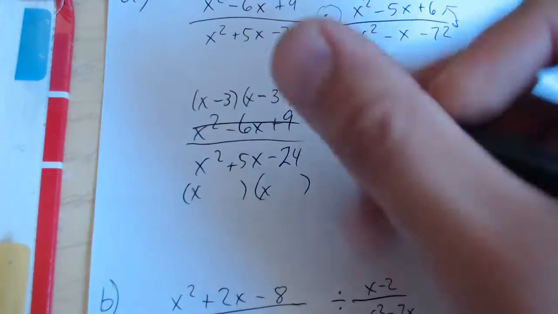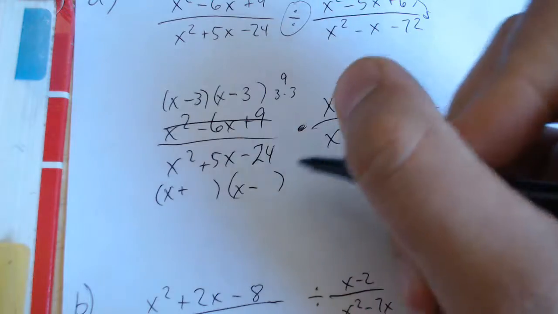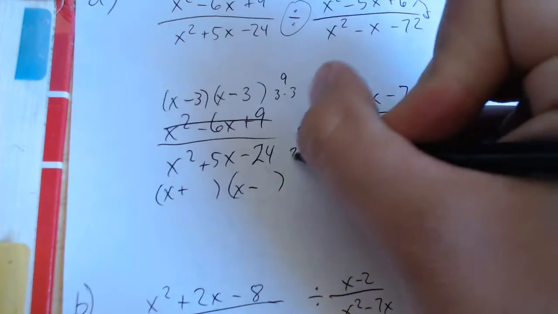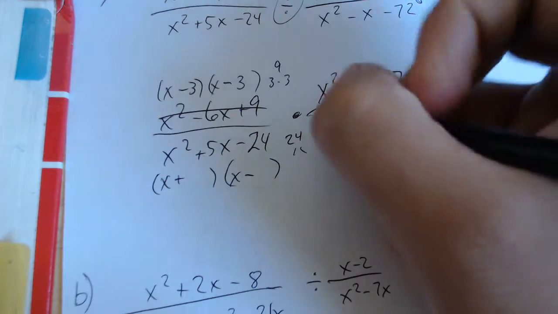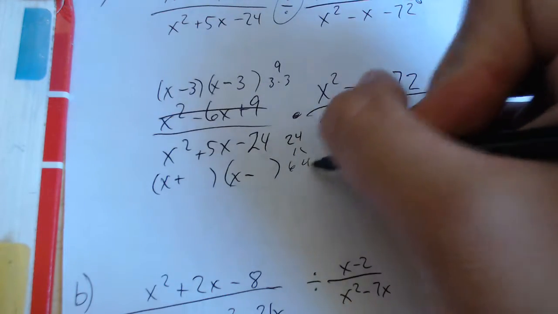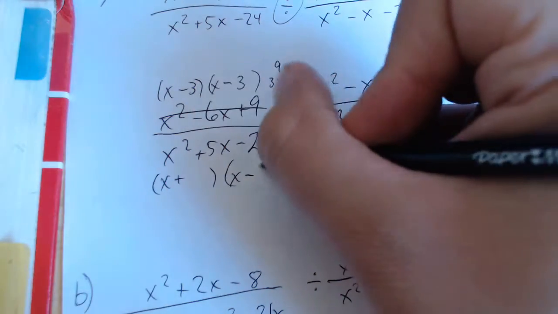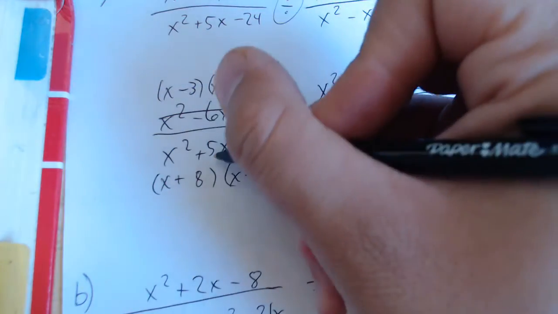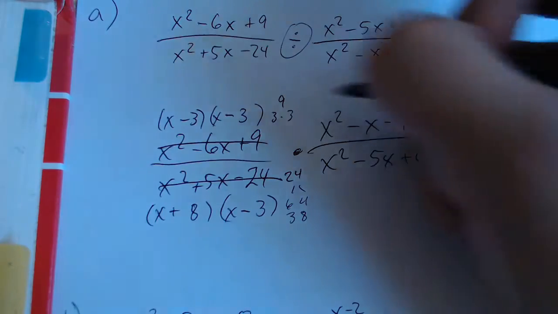x squared gives us x and x. Negative means the signs are opposites. And now we have to find factors of 24 that will add up to positive 5. So if we factor 24, we'll get 6 and 4. That won't work. 3 and 8. That does work. So if we do a minus 3 and a positive 8, that adds up to positive 5. So that one's done. Next one.